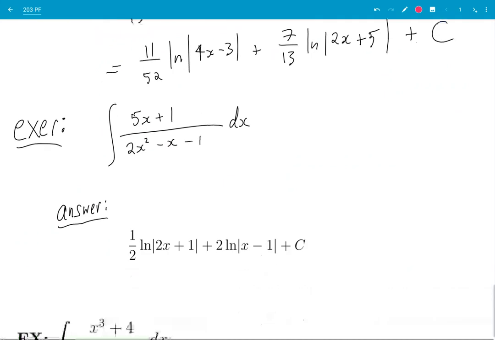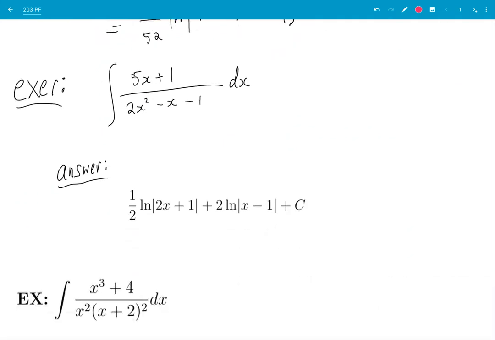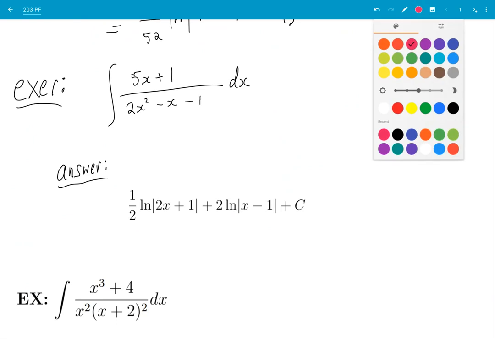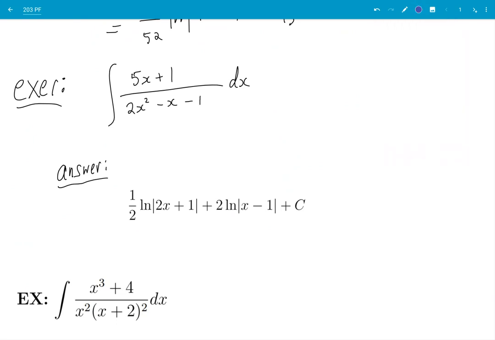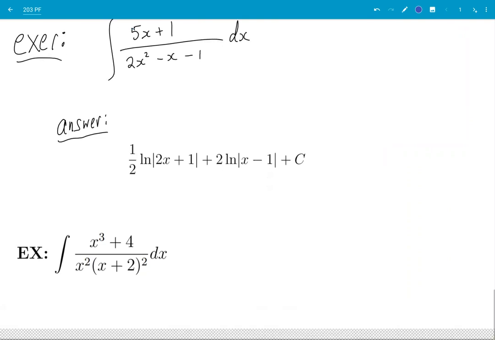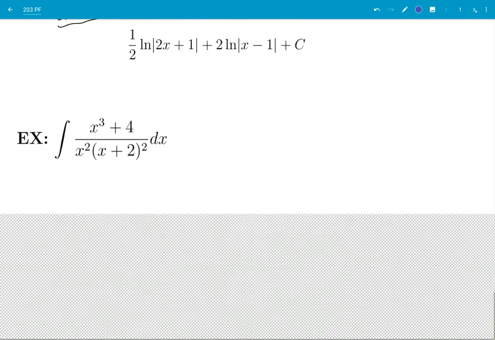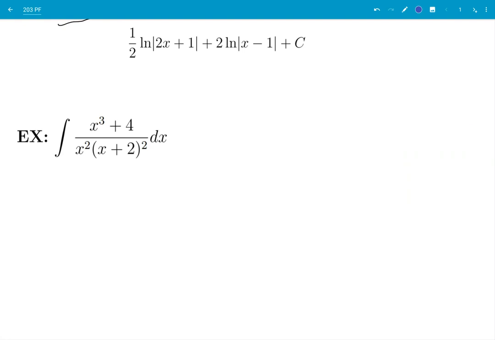and then ponder this next example, which I will do for you. Now, this is different this time. We have something different happening on the bottom.